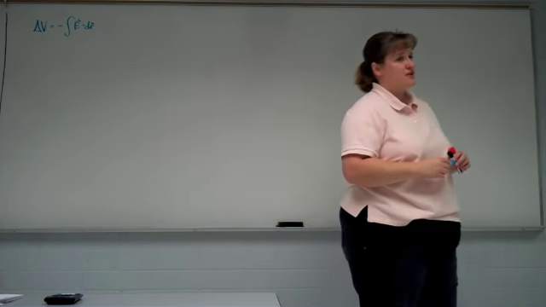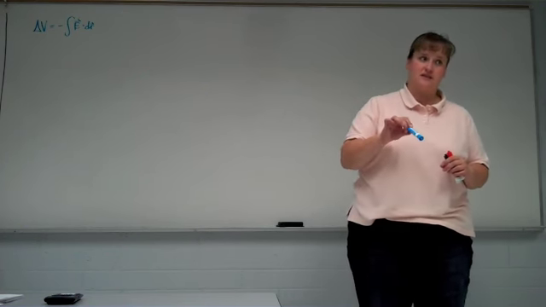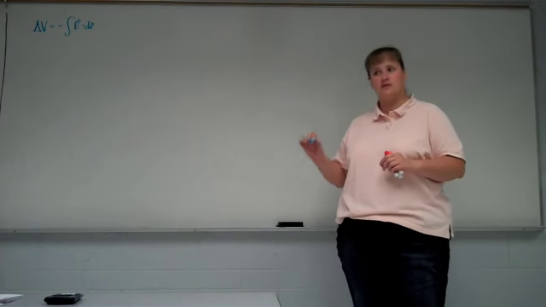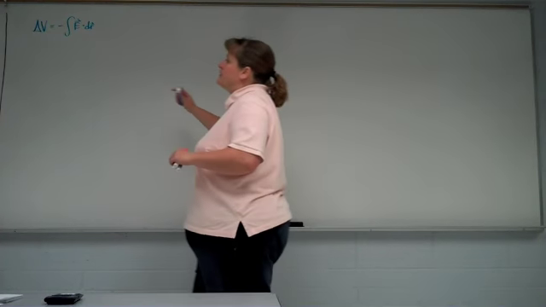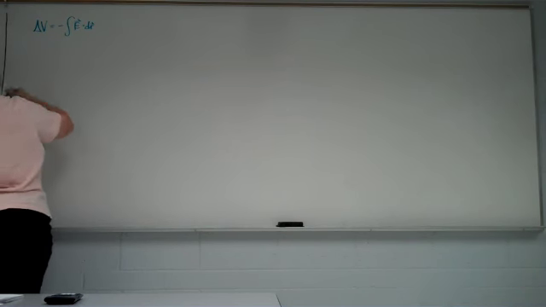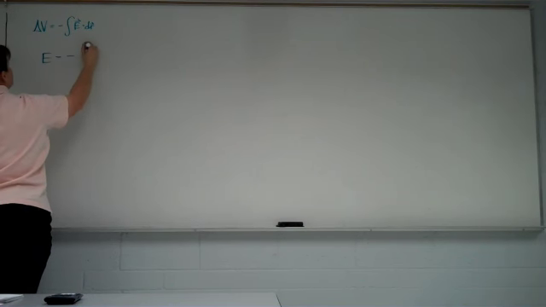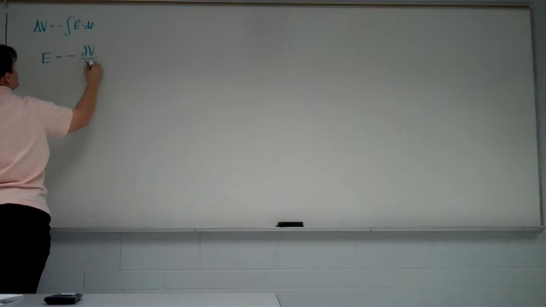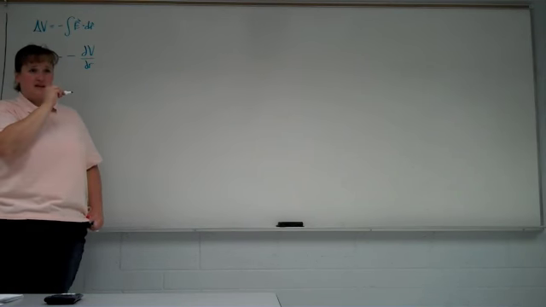Well, we should be able to work backwards. If we have an equation for potential difference, we should be able to work backwards and find our electric field as well. If we take off our integral and solve for E, we're going to find out that the electric field is the negative derivative of the potential with respect to position. Now, those are partial derivative signs.